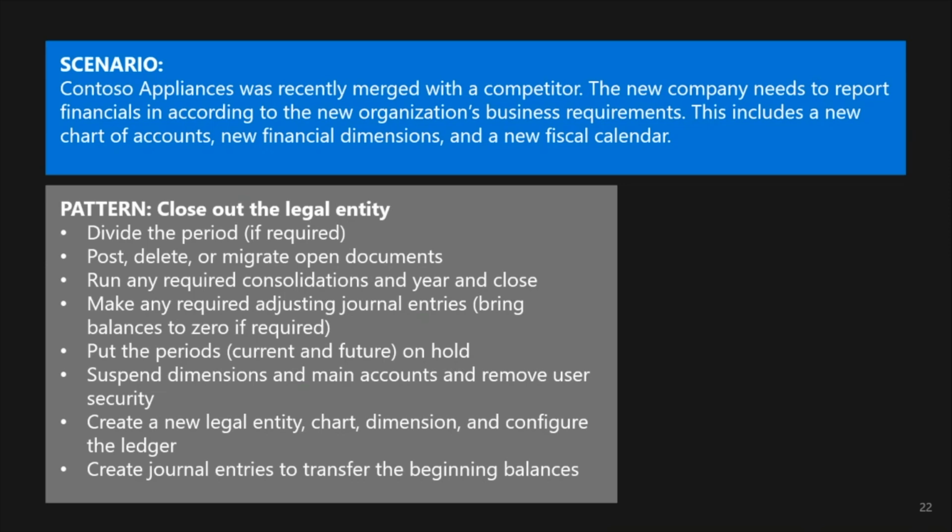A number of steps that you're going to want to go through, but you might need to divide that period. If this acquisition or this merge happened mid-period, you can divide the period if need be to do a mid-month period close. And then you can post, delete, or migrate all of your open documents. So if you've got open POs or open sales orders or open production orders or anything like that, you're going to want to migrate those into the new legal entity.